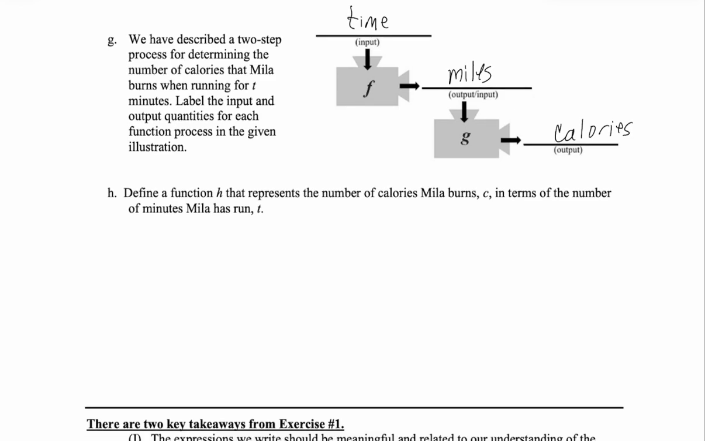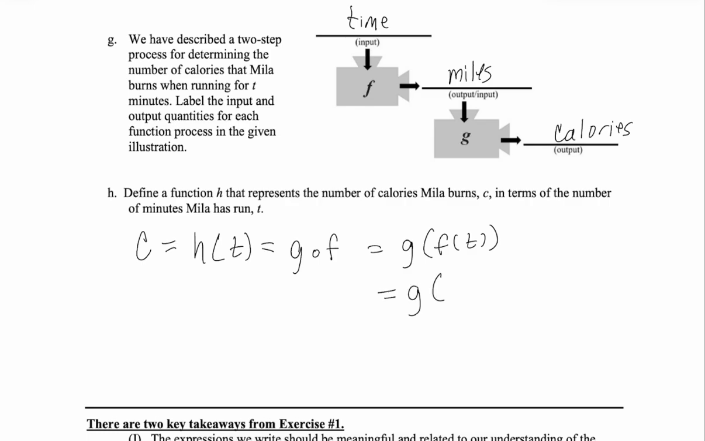And then it says define a function h that represents the number of calories c. So c is h of t, which is g of f of t, which is g of 0.15t, which is 110 times 0.15t.